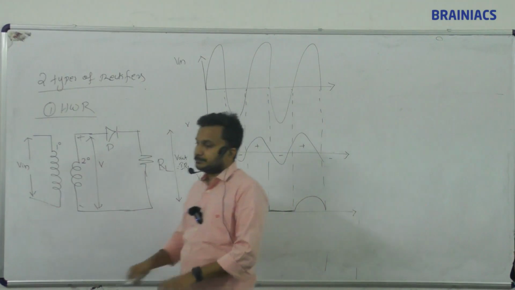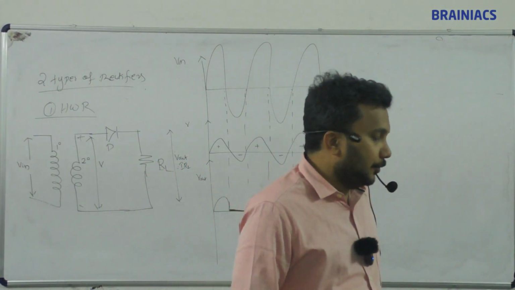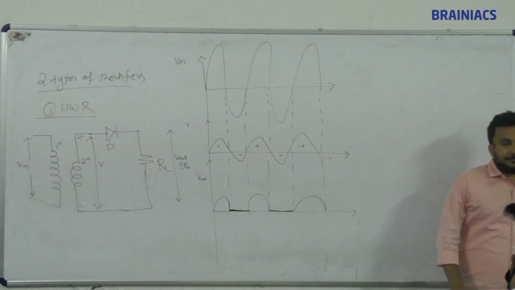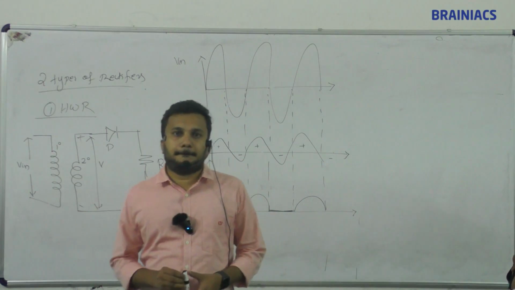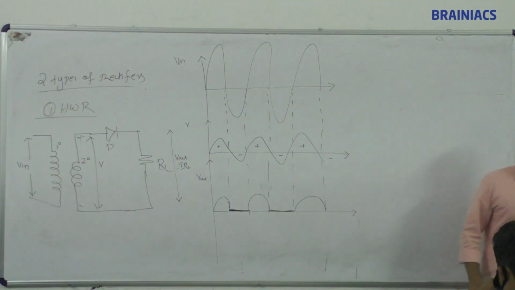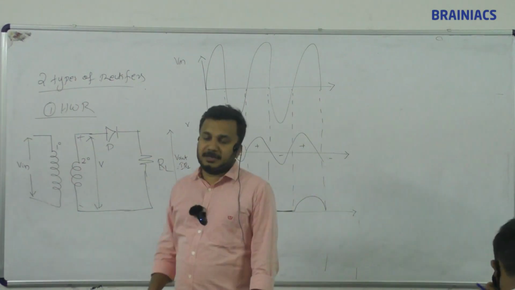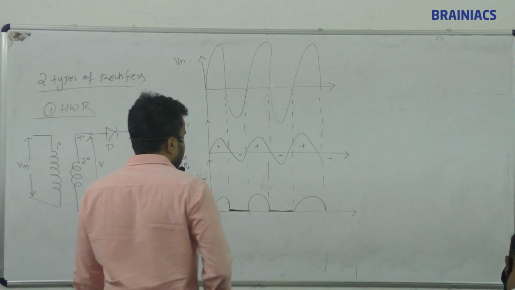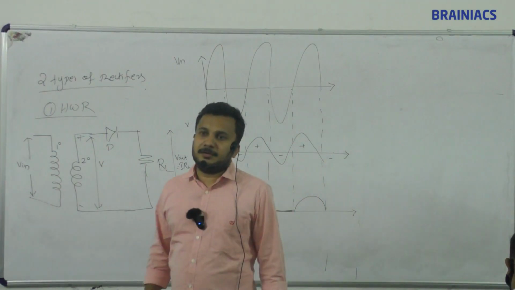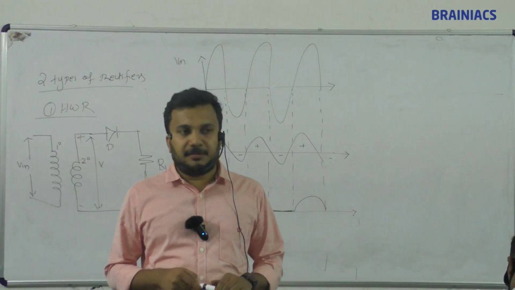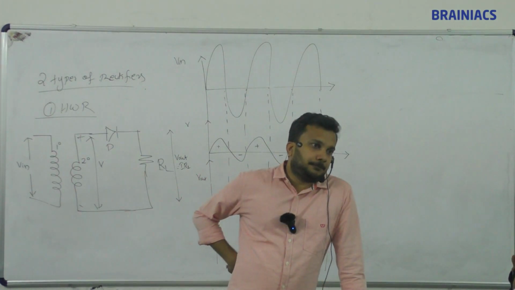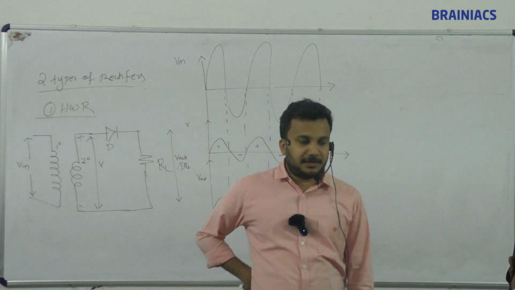We'll write a note also below. During the positive cycle of the input signal, diode D is forward biased, and current passes through the diode, and we will get the output V out.